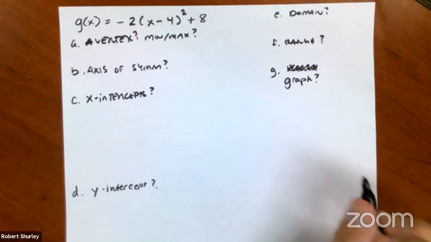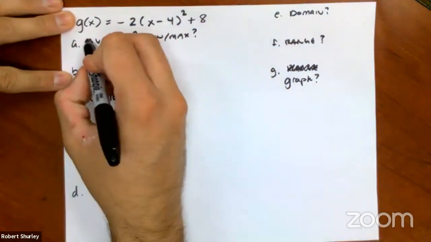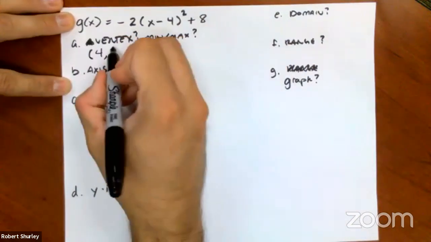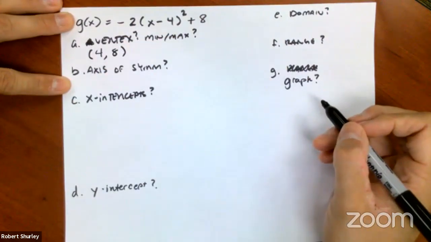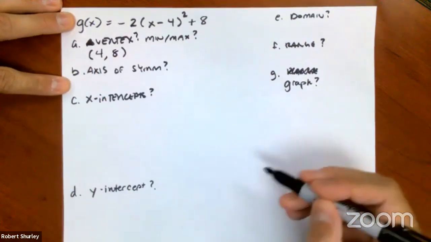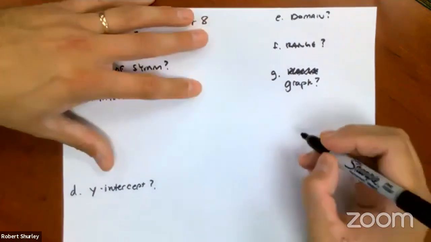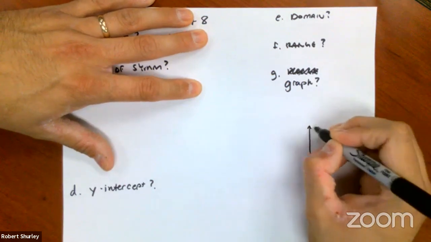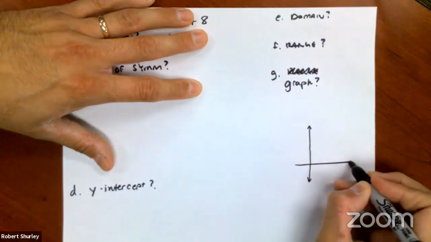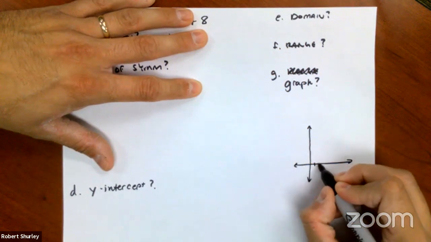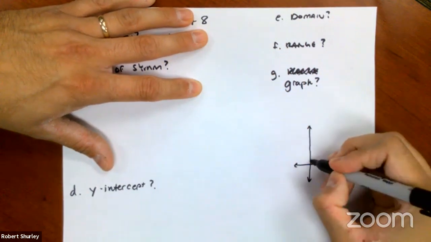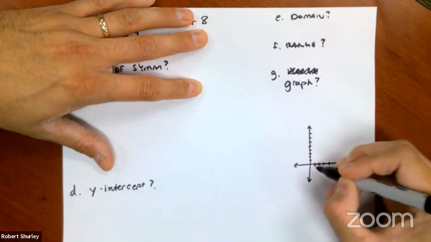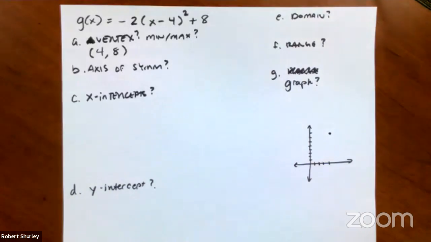That'd be great, actually. Let's see the vertex. Now look, that -4 means we need to go to the right 4. +8 means we go up 8, right? So the vertex is (4, 8). If you want to graph these as we're going along, that's fine too. So I'm going to go over 4 and then up 8: 1, 2, 3, 4, 5, 6, 7, 8. So (4, 8), about right there, is going to be my vertex.